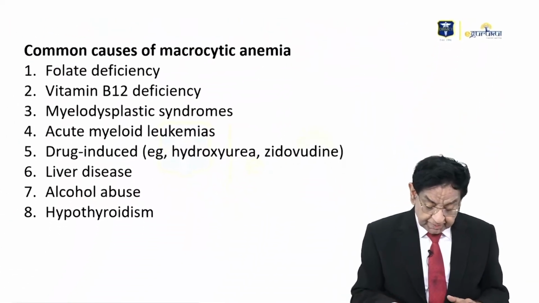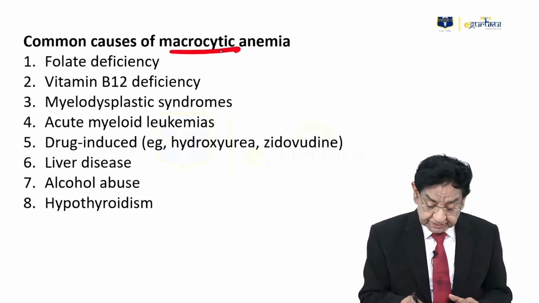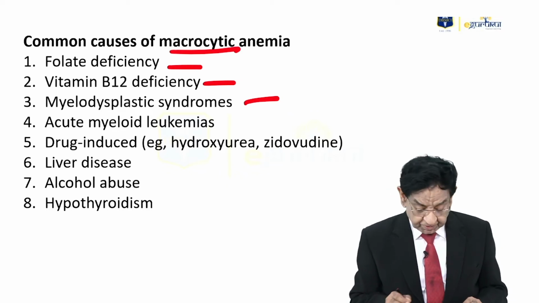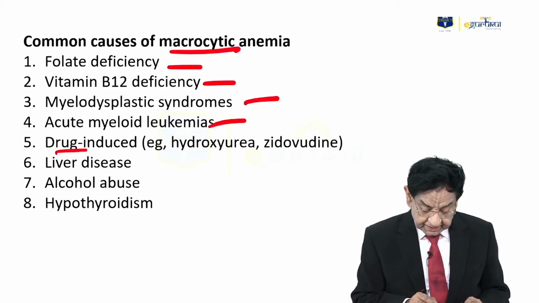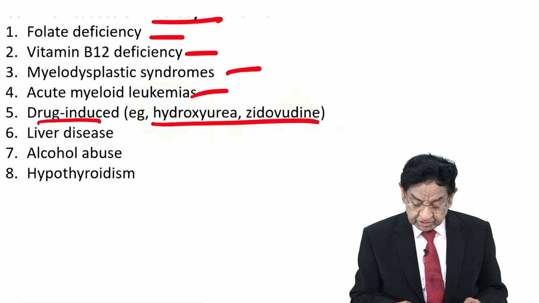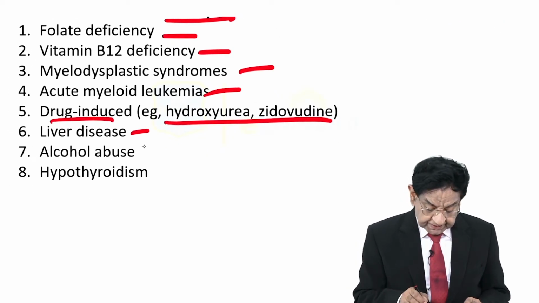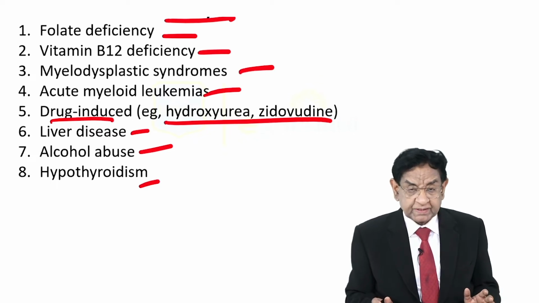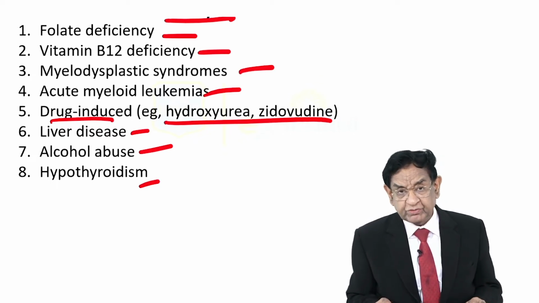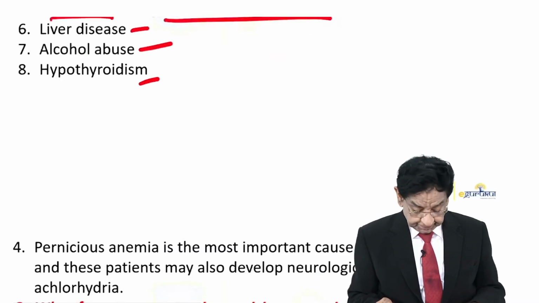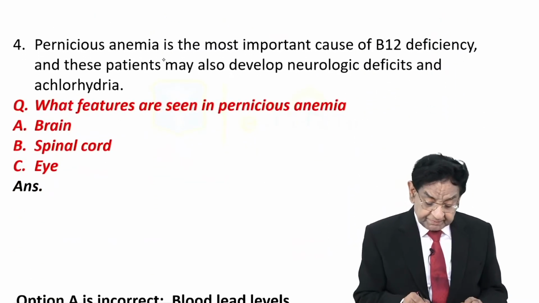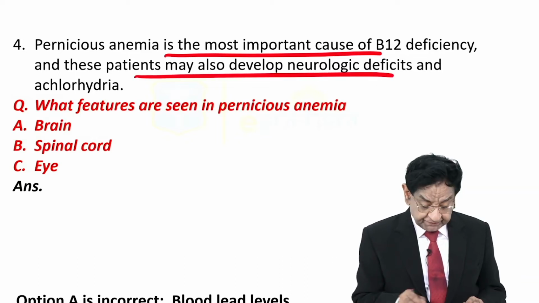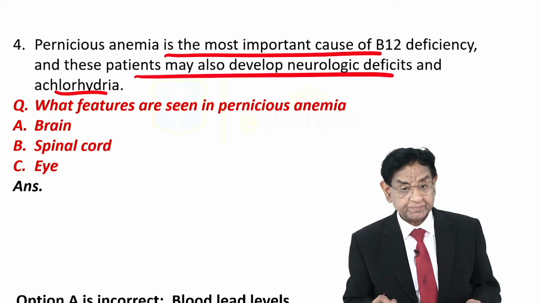The common causes of macrocytic anemia, remember: folic acid and B12 deficiency, myelodysplastic syndrome, acute myeloid leukemia, drug-induced like hydroxyurea or zidovudine, liver disease, alcohol abuse, and hypothyroidism. Any one of them. In all these conditions, you will get macrocytic anemia. Pernicious anemia is the most common cause of B12 deficiency, and these patients may also develop neurological deficit and achlorhydria.